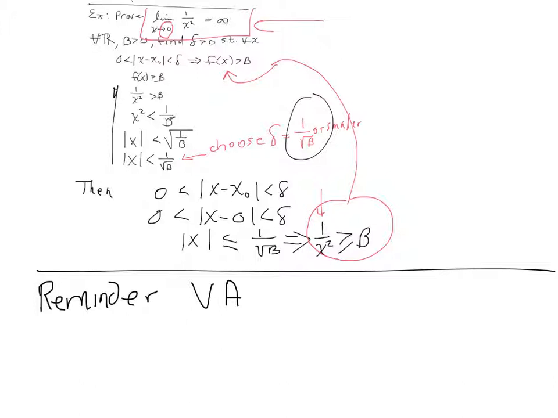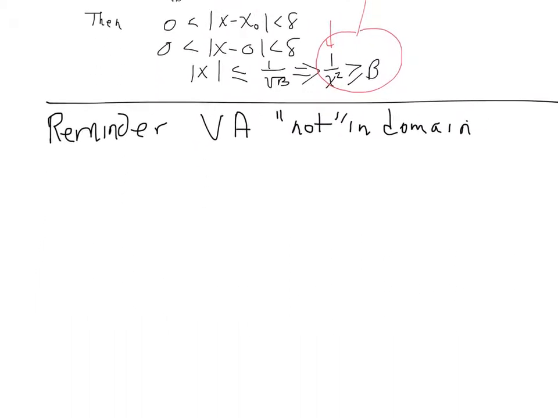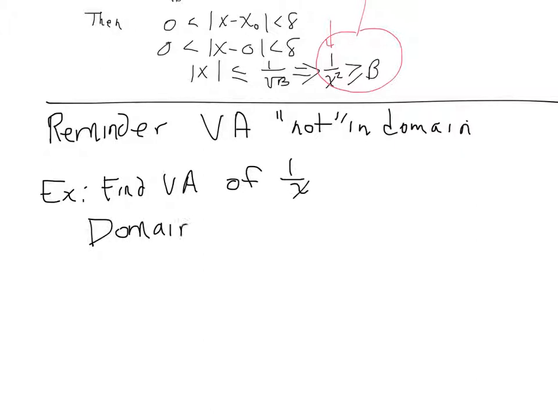What I tell my students when I teach this in algebra is you just say it's what's not in the domain, because you've been programmed so much with what's the domain, what's the domain, what's the domain. Well, if you can figure out what the domain is, then what's not in the domain is your answer. So for example, if I said find the vertical asymptote of 1 over x, well, first, tell me what the domain is.